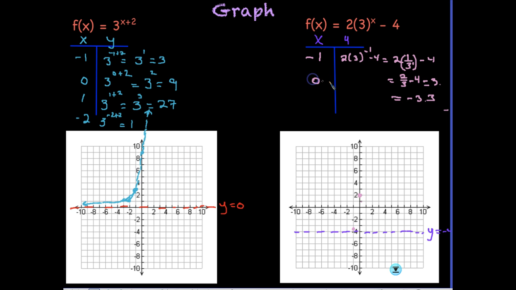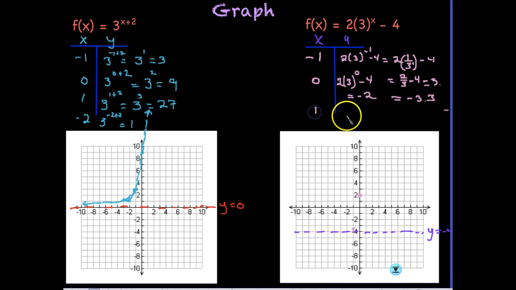Let's look at the 0. So what happens if we take 3 to the 0? What we have here is 2 times 3 to the 0 minus 4. 3 to the 0 is just 1. And 2 times 1 is 2. And 2 minus 4 is negative 2.